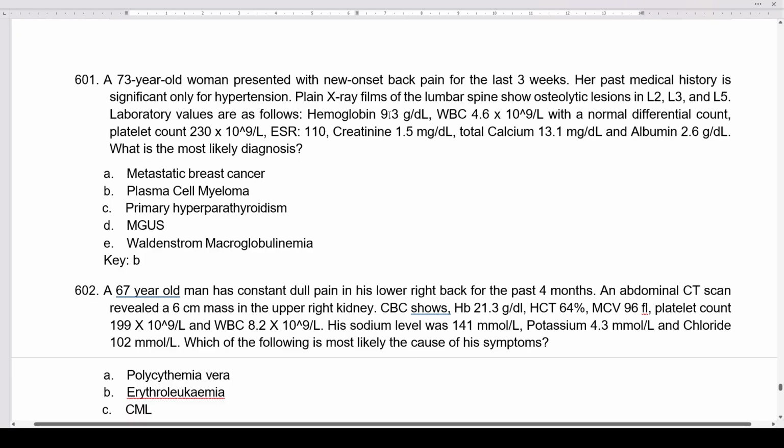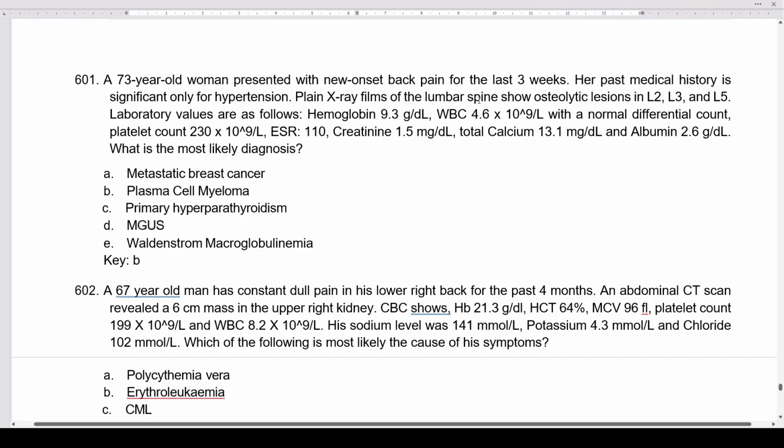So it is normocytic normochromic anemia. ESR is raised. Creatinine 1.5, calcium is raised, it is 13.1, and the patient has osteolytic lesions. Albumin is 2.6. Albumin will be reduced in case of myelomas. Okay, so what is the most likely diagnosis?